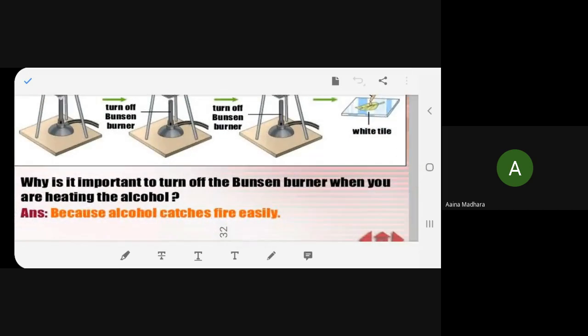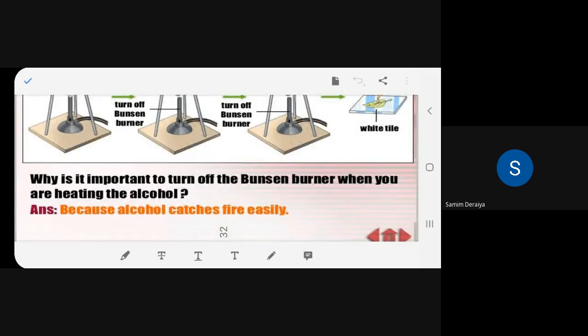Next question. Yes, beta, you can read. Why is it important to turn off the Bunsen burner when you are heating the alcohol? Answer: because alcohol catches fire easily. So you understood the question? Why did we put off the burner, beta? I told you earlier also, because alcohol is inflammable. So that's why we put off the burner so that it does not catch fire, because alcohol catches fire very easily. It will be accidental. We may catch fire then.